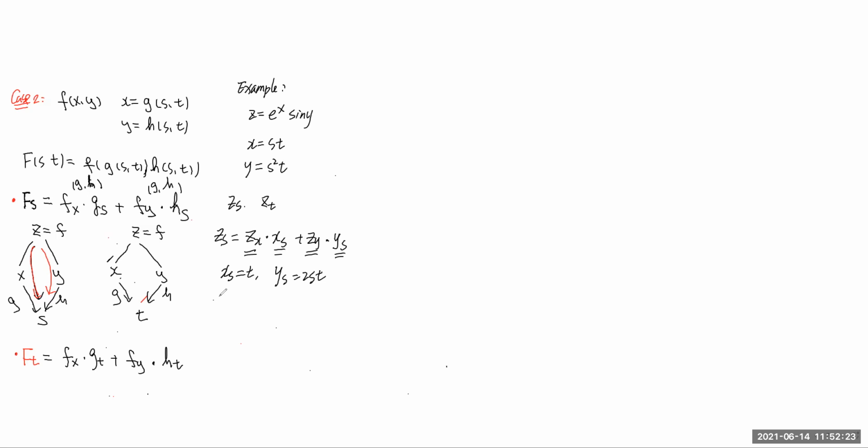And then let's compute z_x. z_x is e^x sin y. z_y is e^x cos y. But finally, only s and t can appear in this problem. Here you still have x and y. If you plug this into the final result, I cannot say you are wrong, but you just didn't finish this problem. Here we don't have x and y.